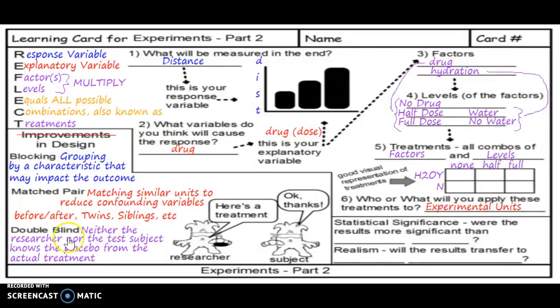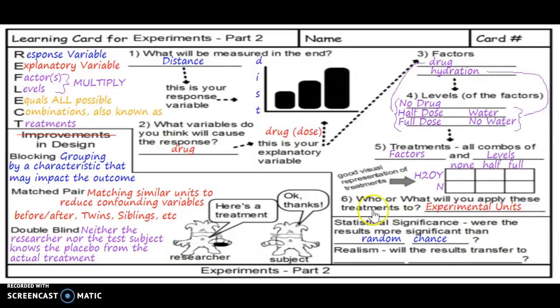Now let's take a look at a double-blind experiment. That is when neither the researcher nor the test subject knows the placebo from the actual treatment. So over here you've got two guys that are blindfolded. If the researcher is giving the treatment and the test subject is like, okay, thanks, but neither one knows if the test subject is getting a placebo or an actual treatment, then this is called a double-blind experiment.